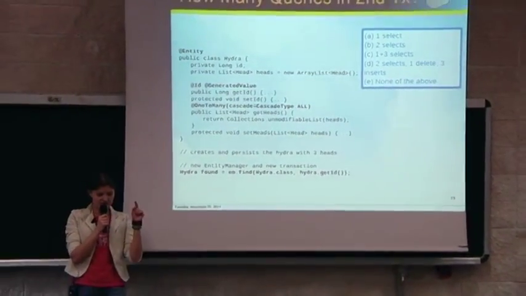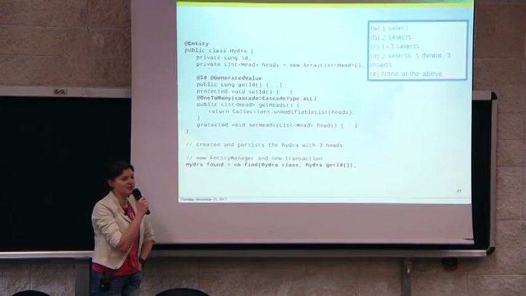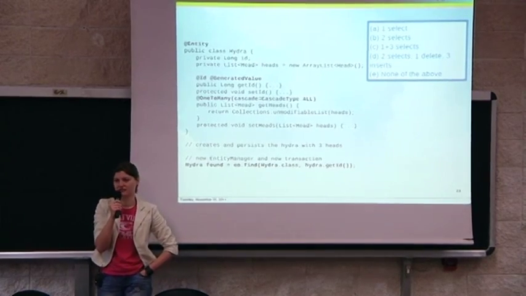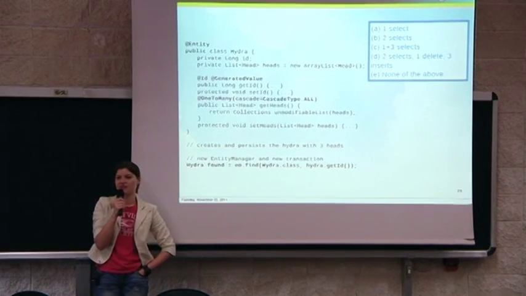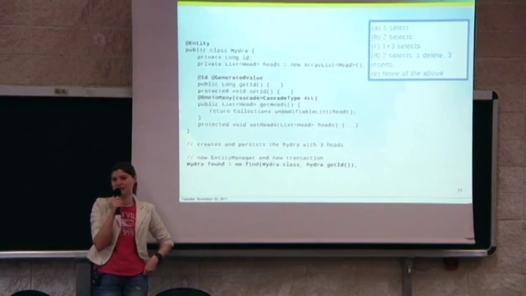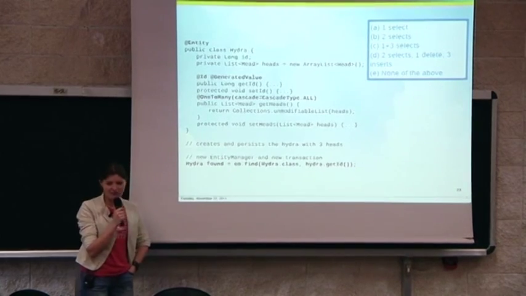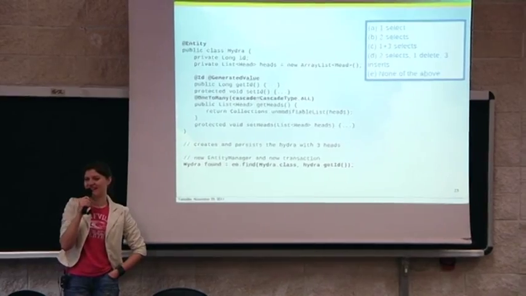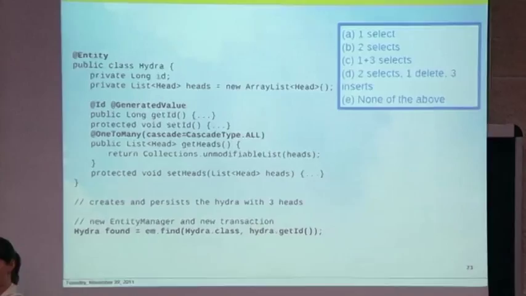What about C, 1 plus 3? So you think that there is a single select for each head, right? Okay. What about D? That seems ridiculous, but there is one guy who thinks it's D. What about E? Safe choice. Remember this. No one. Okay, so we have the winner.